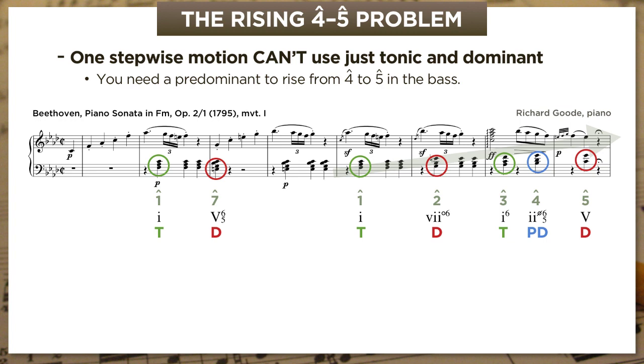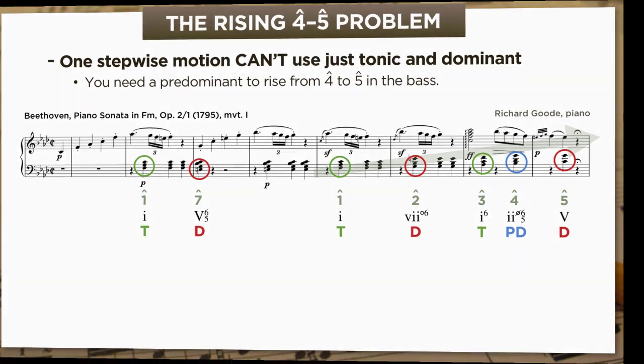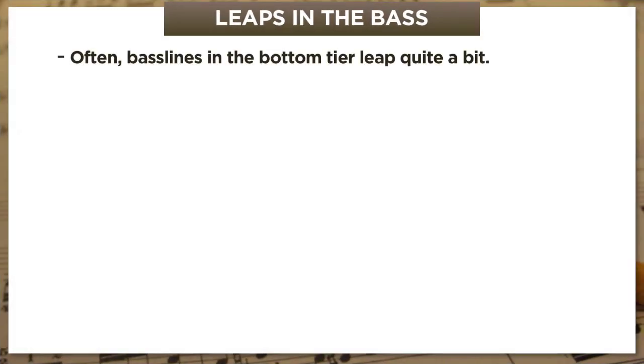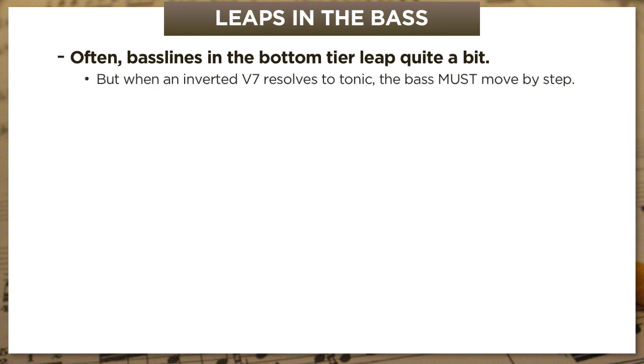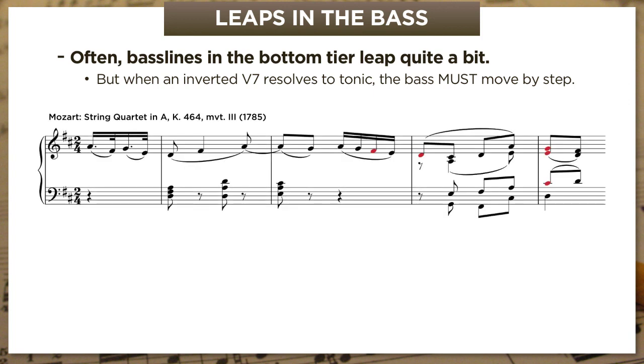But as you probably know, bass lines don't always just inch along by step. Leaps are extremely common. And again, the main restriction is that when an inverted 5/7 resolves to tonic, the bass can't leap. It has to move by step. We can see this really clearly in the slow movement from Mozart's K464 string quartet in A major. His bass line starts on tonic, steps up to 5/4/3, and then from there leaps down into the bass of a 5/4/2 chord. And since now he's going to go to tonic, the voices will all resolve smoothly by step.